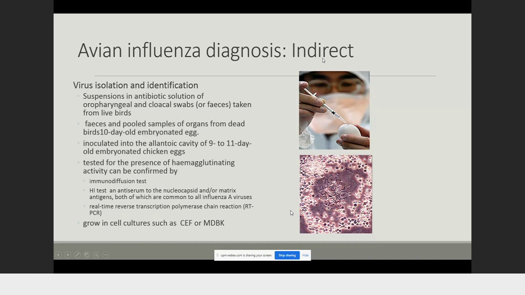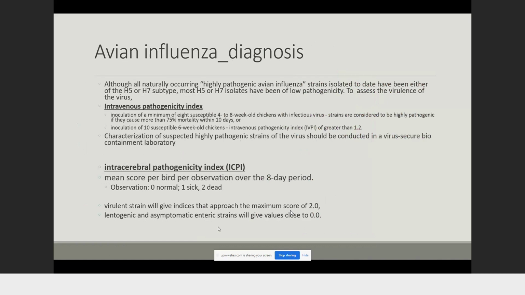On top of that, in indirect method, you can also grow the virus in cell cultures such as chicken embryo fibroblast cells or MDCK cells. Apart from that, when you already know that virus, you already confirm that the virus is AI, you want to know whether the virus is highly pathogenic or low pathogenic, virulent or less virulent strain. So basically what you do is you inoculate this virus into animals and you determine the IV pathogenicity index or intracerebral pathogenicity index.